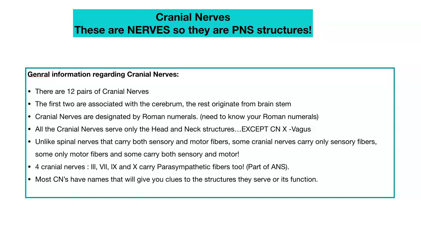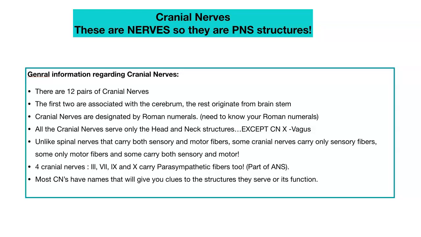Hello, class. So now we are on to the cranial nerves. Now, one thing a lot of students get confused with, they think cranial nerves are part of the CNS. They are nerves. So if they are nerves, they are part of the PNS. You only find nerves in the peripheral nervous system.